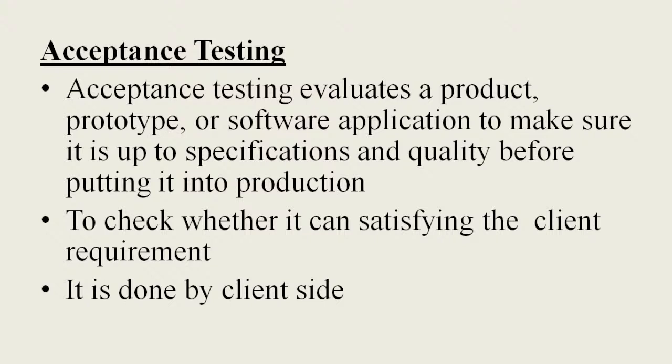So the first level is unit testing, the second level is integration testing, the third is system testing, and the fourth is acceptance testing. Unit testing is done by the developers, integration testing is done by developers with the help of testers, and system testing is done by the testers themselves. So these are all about the levels of testing.